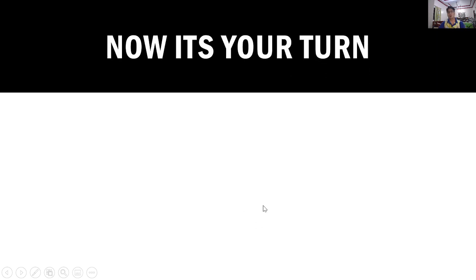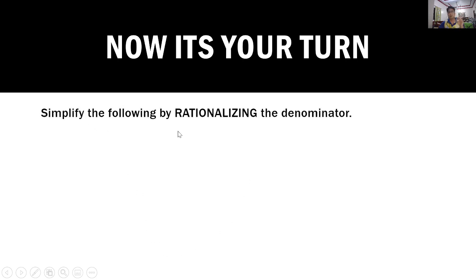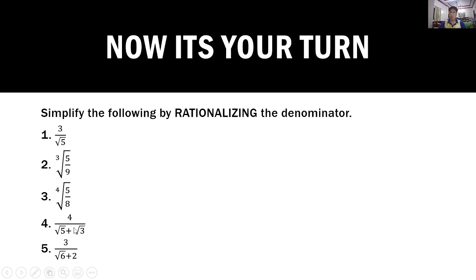Now it's your turn. I'm going to give you 5 given, but I'm only giving you 3 minutes. Try answering this one. Simplify the following by rationalizing the denominator. The given, 5 numbers: 3 over square root of 5, the cube root of 5 over 9, the fourth root of 5 over 8, 4 over square root of 5 plus square root of 3, 3 over square root of 6 plus 2.